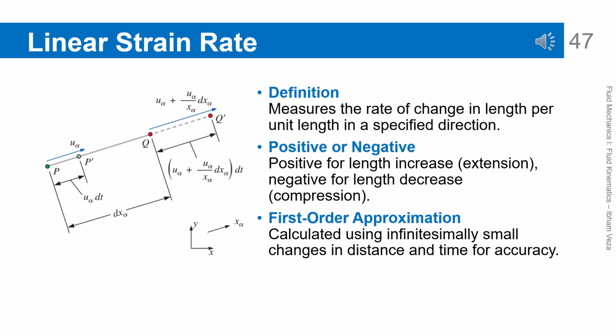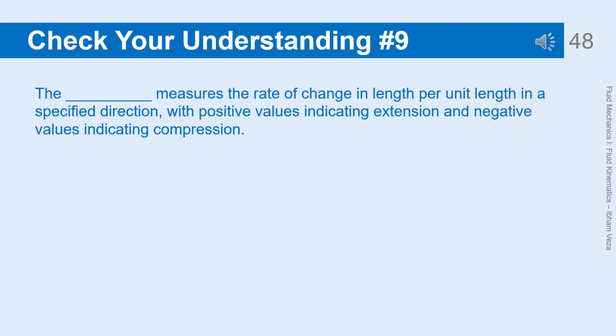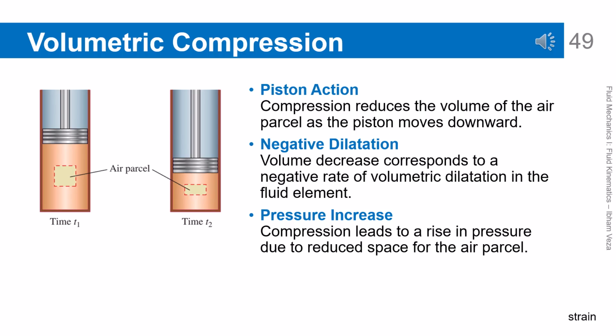This definition is based on very small changes in time and distance. This concept is important for analyzing how a fluid element stretches or shortens. It is one of the main components of fluid deformation. Check your understanding. Number 9. The strain measures the rate of change in length per unit length in a specified direction, with positive values indicating extension and negative values indicating compression.